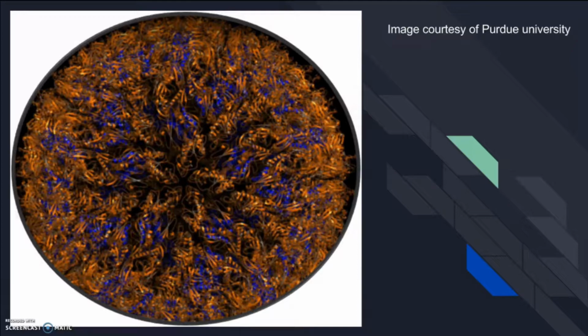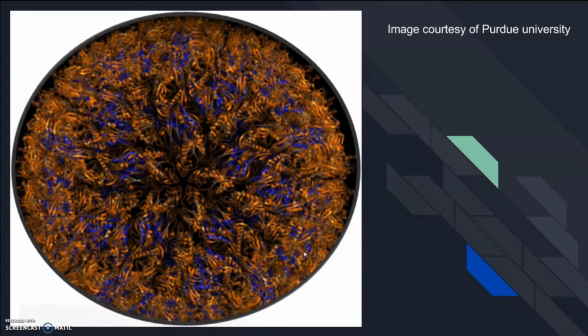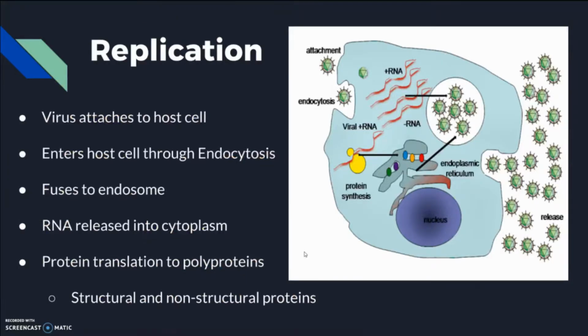This is a high-resolution image taken by a group of students at Purdue University. The image is of the envelope proteins of the Zika virus. The brown-colored proteins represent the E proteins, and the blue-colored proteins represent the M proteins.